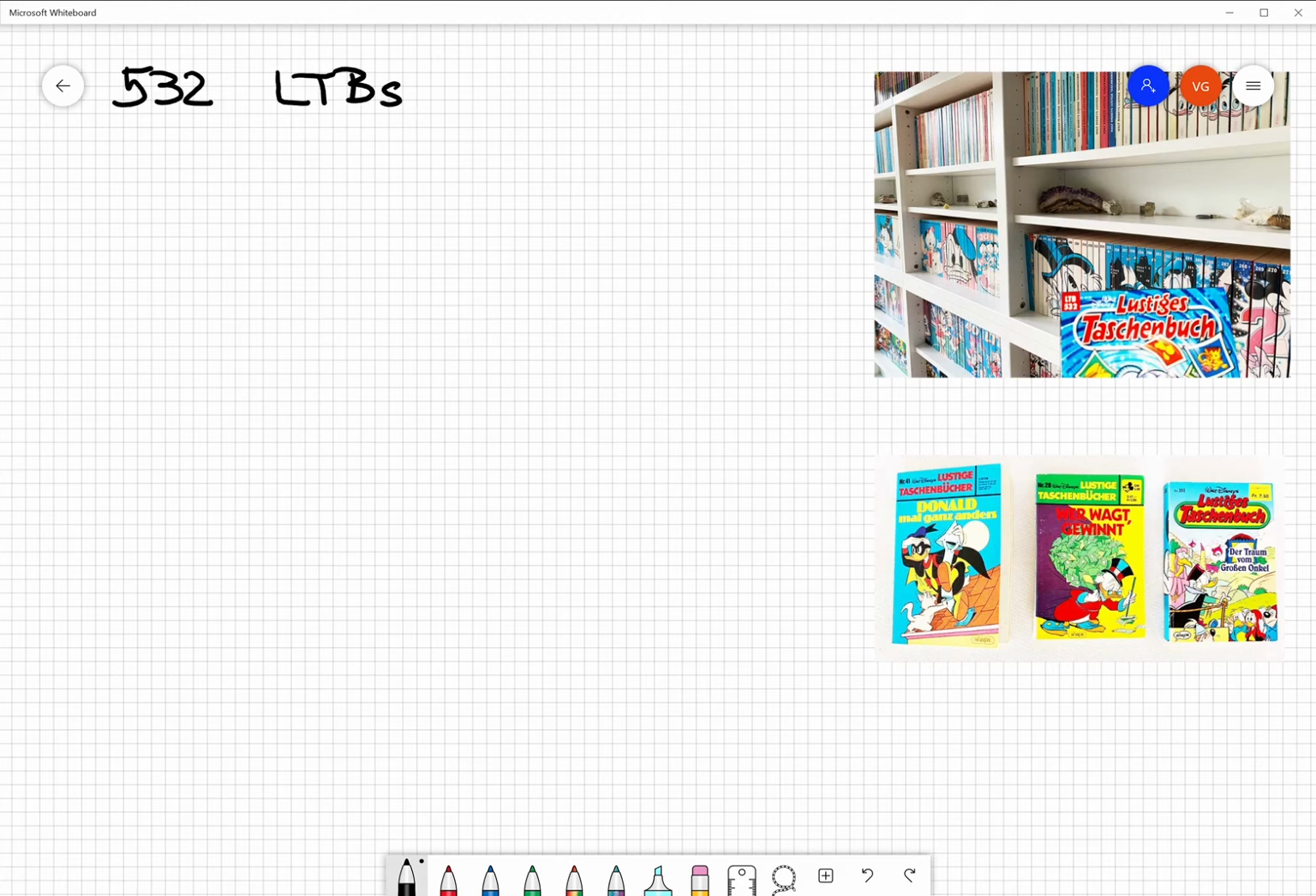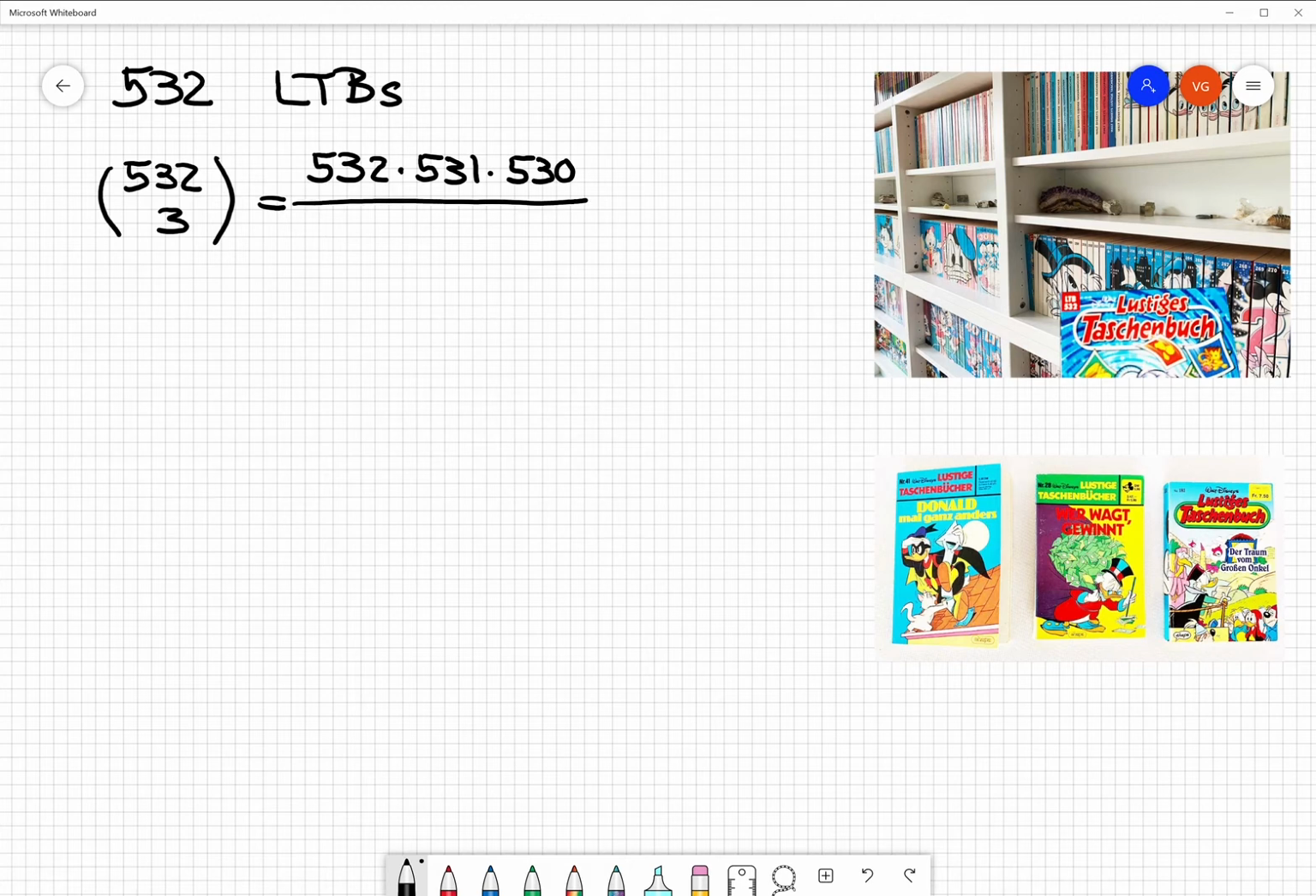Now, if you're my friend and I might be so kind to lend you 3 of them, how many options would you have to pick 3? Very straightforward question. It is 532 choose 3, right? You would evaluate this the following way: 532 times 531 times 530 all over 3 times 2 times 1. You can always cancel everything in the denominator.